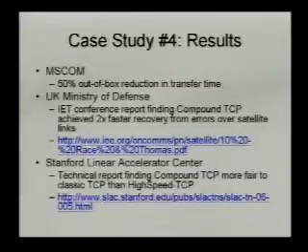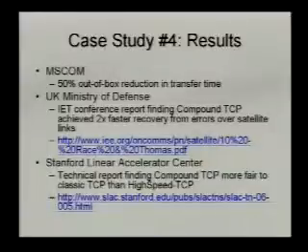So results: the same MSCOM folks who saw the 40x improvement, when they turned on this algorithm, it gave them an additional 50% improvement, so about another doubling in throughput. Which again is not that surprising when you look at the actual sawtooth graphs and the amount of time that TCP spends ramping up in high bandwidth, high capacity pipes.